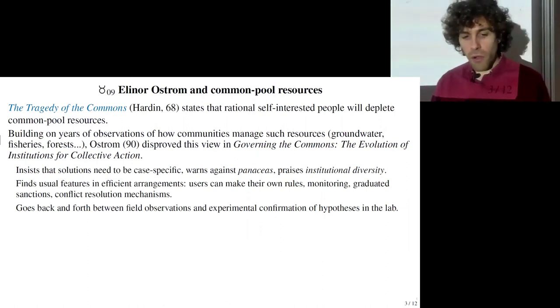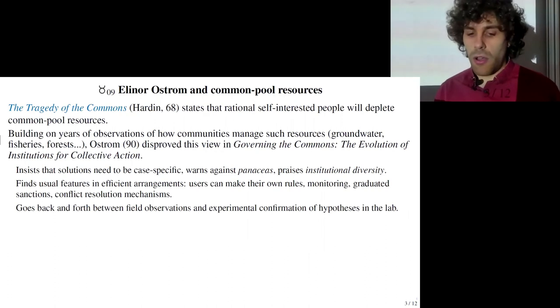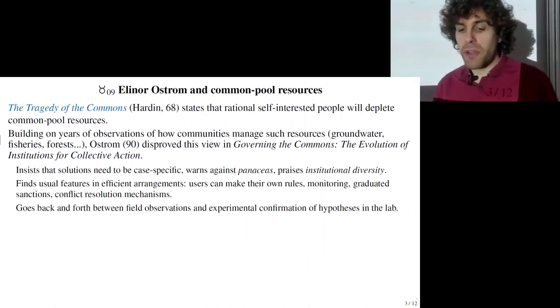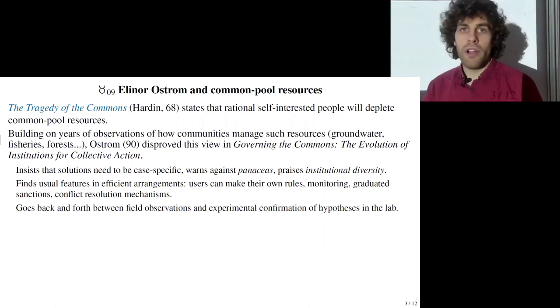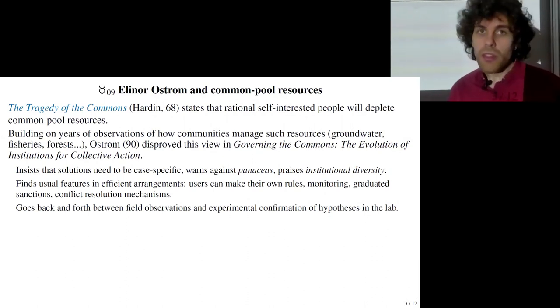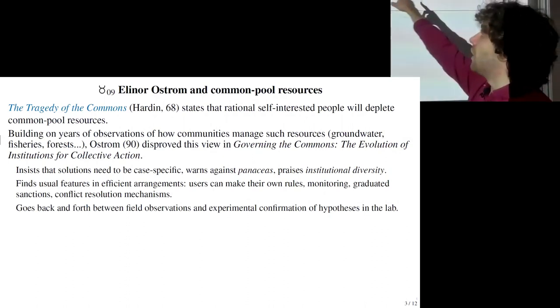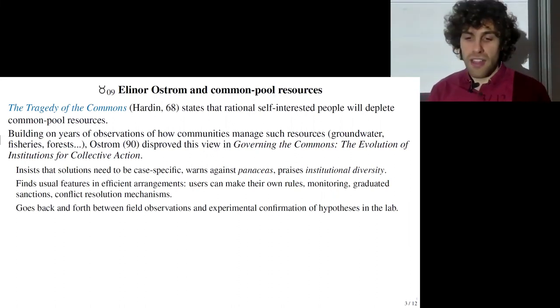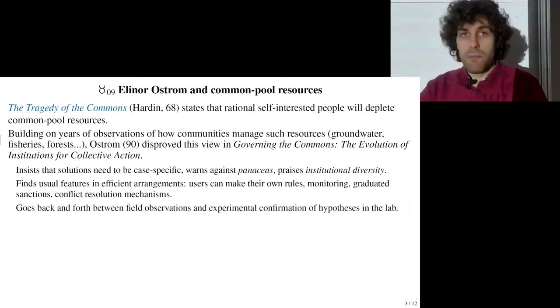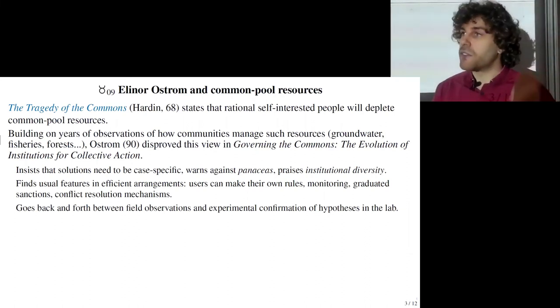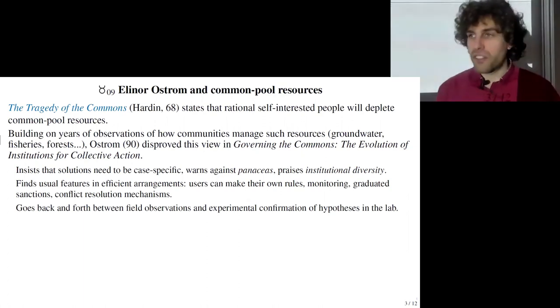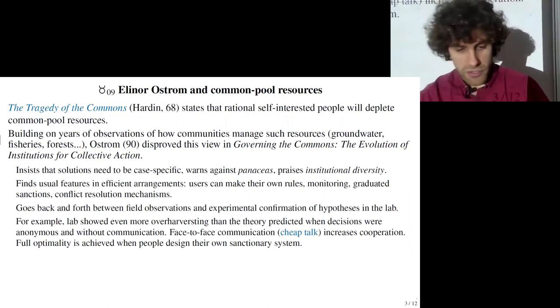And so the method of Ostrom was to go back and forth between observation directly in the field and experimental confirmation of hypotheses in the lab. So she would observe how a community manages groundwater in a suburb of Los Angeles where there are problems of water scarcity. She would hypothesize that the common pool resource is well managed if these characteristics are present. And then she would go in the lab, do exactly what we did, make people play in the lab, and remove or add one characteristic at a time to show that indeed such characteristics were important and such not.